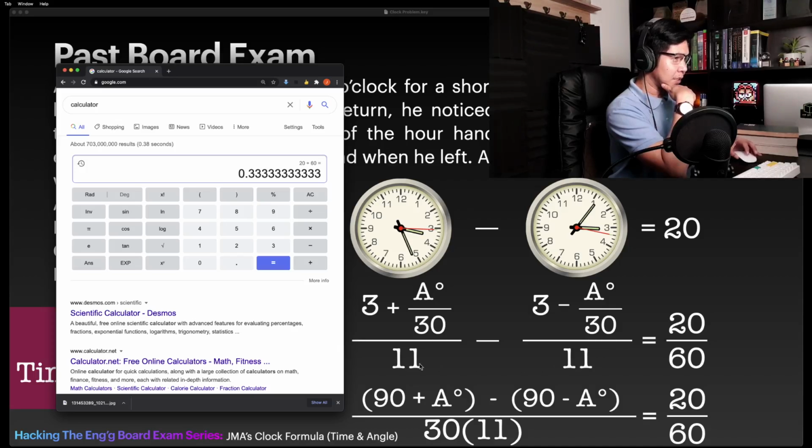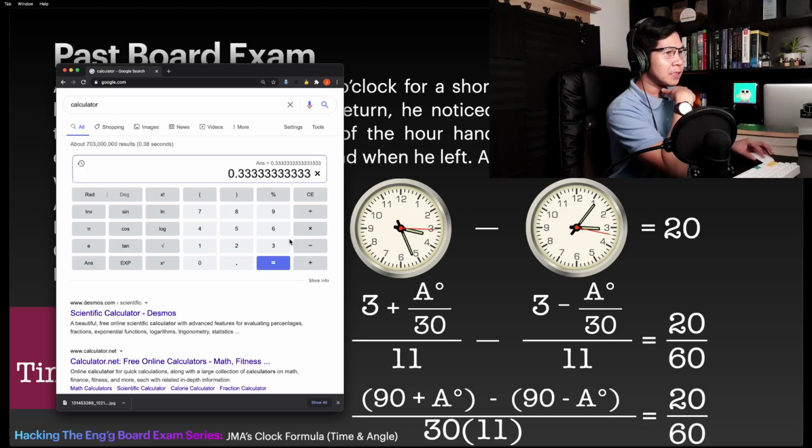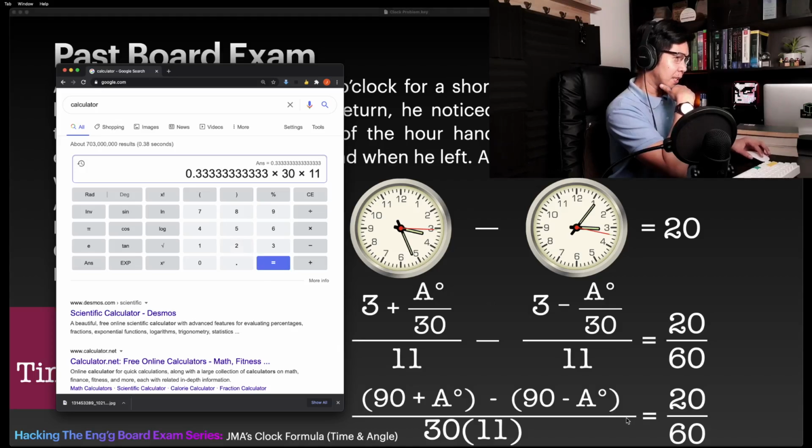And then, we perform this one. Since it's 11, same denominator. We perform this, so that's 30 multiplied by 11. And we transfer to the other side. So, I'll multiply this by 30 and 11. Okay. And then, 90 minus 90, so this will cancel out.